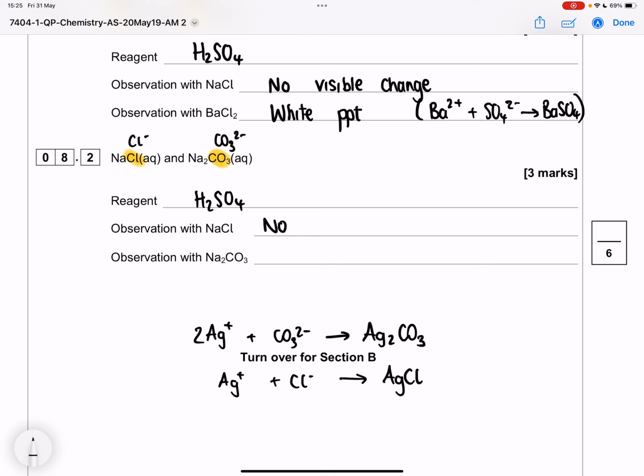There would be no visible change with the sodium chloride, but there would be some effervescence with the sodium carbonate.